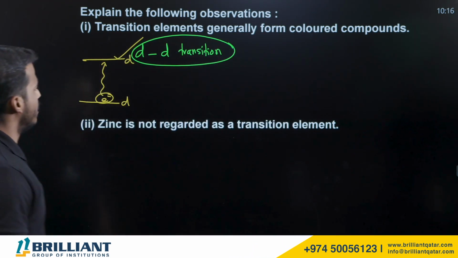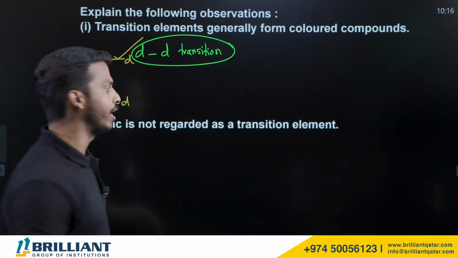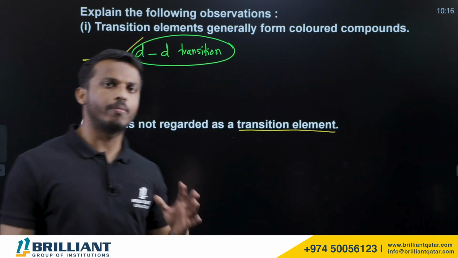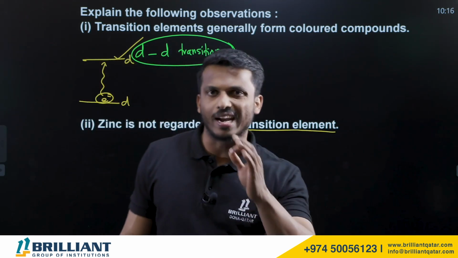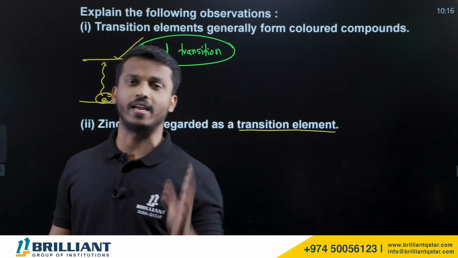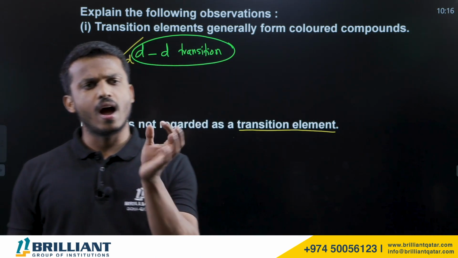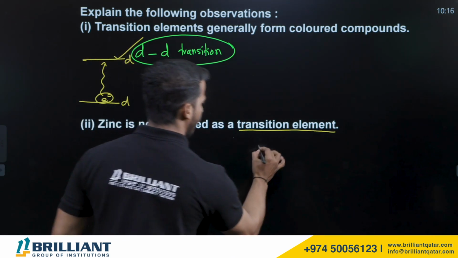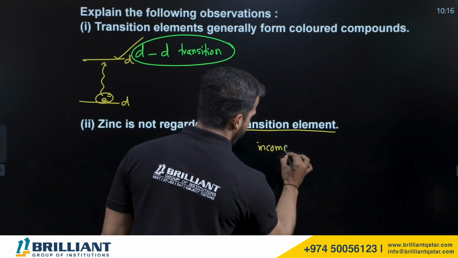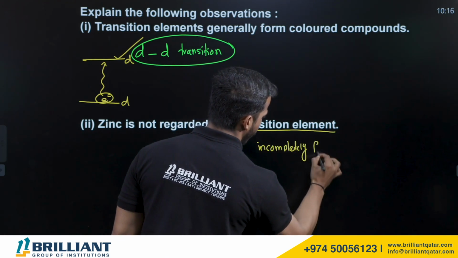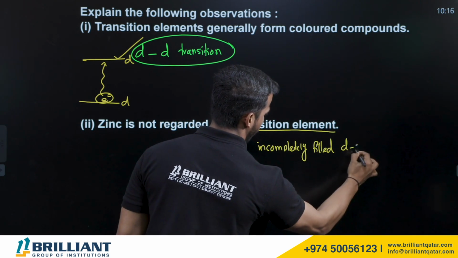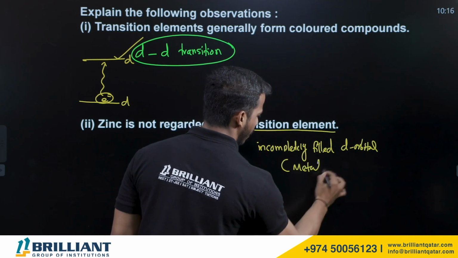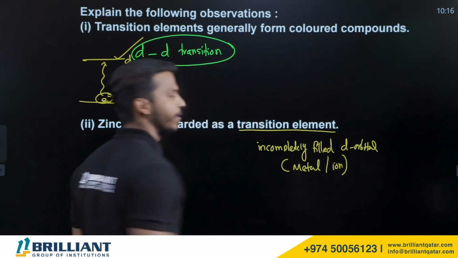Okay, next one. Zinc is not regarded as a transition element. What is actually the definition of a transition element? Transition elements mean the element must contain an incompletely filled d orbital, either in their metal state or its ionic state.